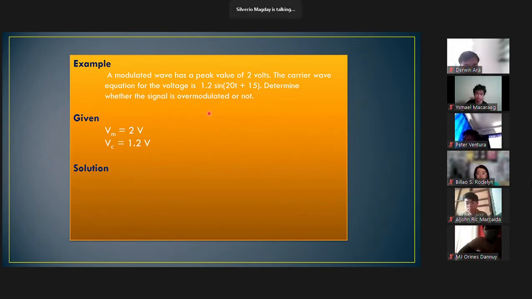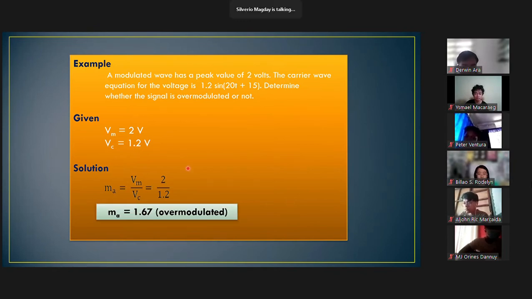How do we calculate now the modulation index? How will we determine it's overmodulated? Pag overmodulated, that is greater than 1. Given na siya agad, Vm over your Vc, which is 2 over 1.2. So as a result, we have 1.67, meaning it is overmodulated.